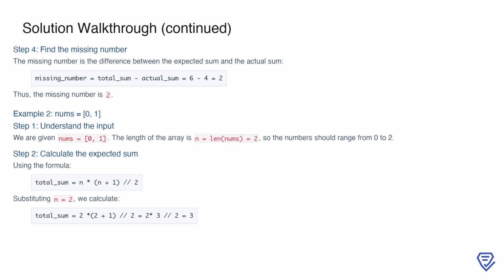This gives us missing_number = total_sum - actual_sum = 6 - 4 = 2. So, the missing number in this case is 2.